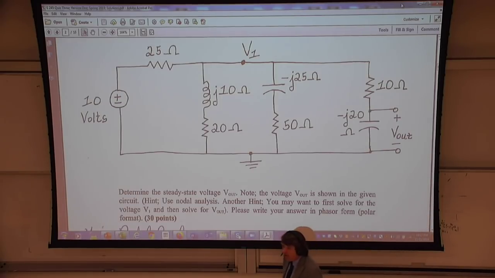But I think life is going to be a little easier if we let that V out go for just a few minutes, because we're going to use voltage division to get V out. A lot easier. All right? But what you said was right. Now, my colleagues, the rest is easy.